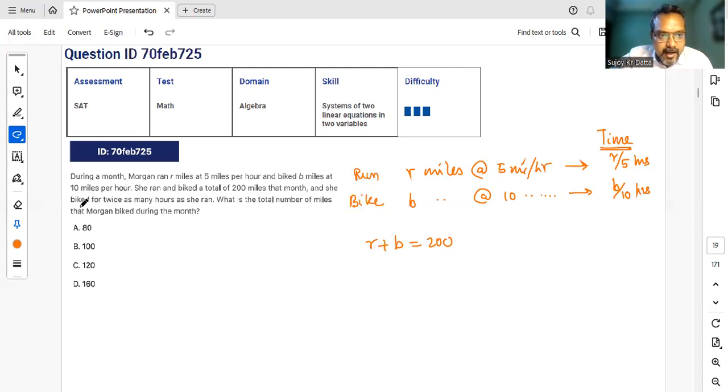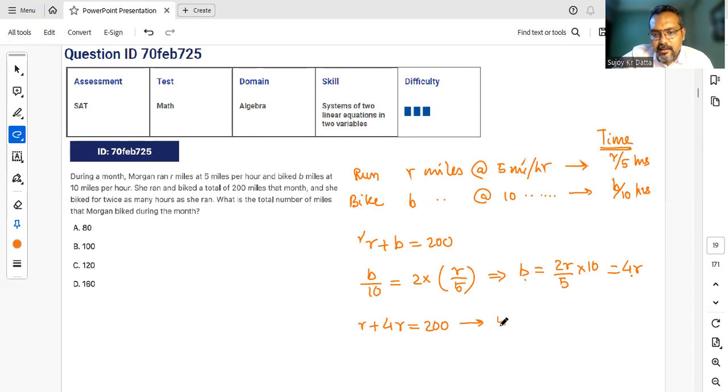So it's saying that she biked for twice as many hours. So that means B over 10 is 2 times as many hours as she ran, R over 5. That gives us B to be 2R over 5 multiplied with 10. So that's 4R. They are asking how many hours did she bike? So if I have B equal to 4R and I plug in here, so we have R plus 4R equals 200. So 5R is 200. That gives me R to be 40. But that is not what my question is. The question is how many hours did she bike? So you have to find out B, which is 4 times 40. So that is 160 hours.